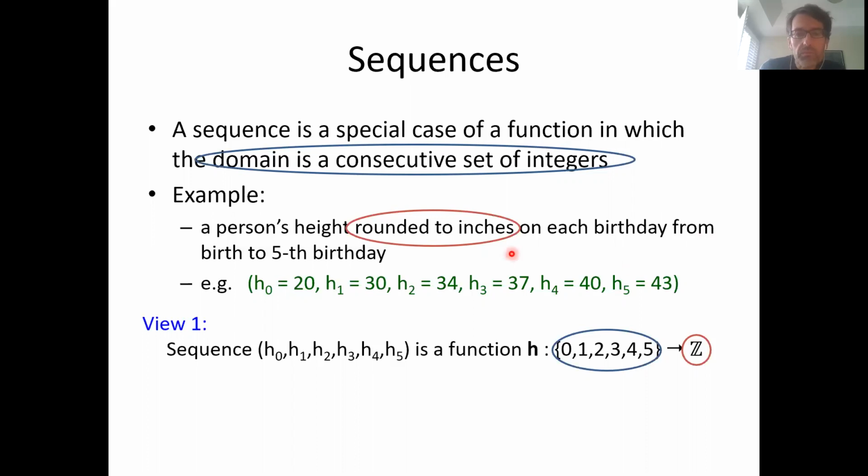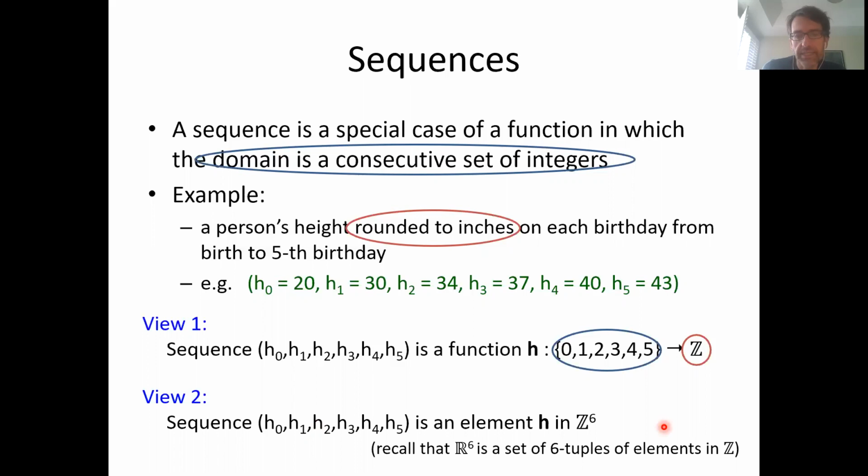All right. So, okay, but the domain being consecutive set of integers, that's always the case. So that's the way to define a sequence. Alternatively, you can think of a sequence as a 6 tuple of integers, right? So that was from Tuesday. We define a Cartesian product of integers 6 times. These are 6 tuples of integers, right? So this is also a convenient notation for a sequence of finite length.